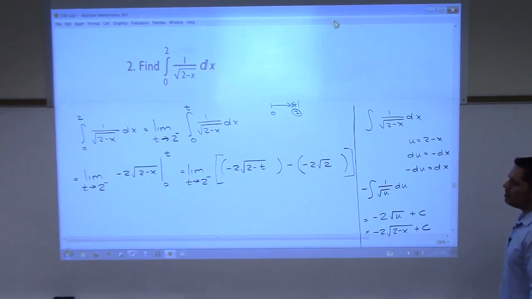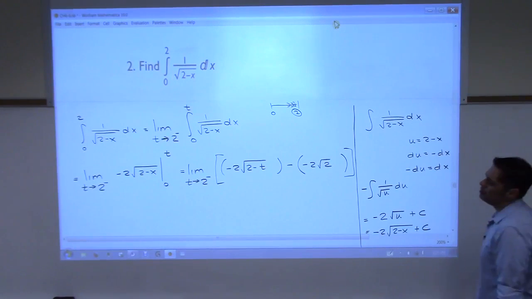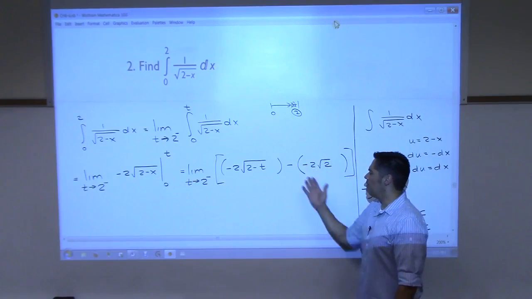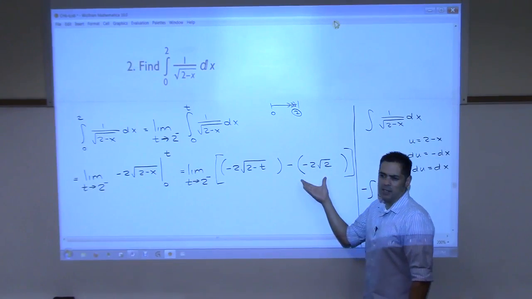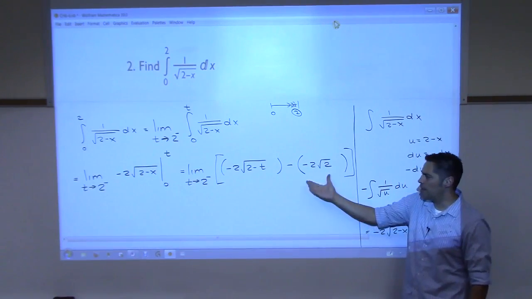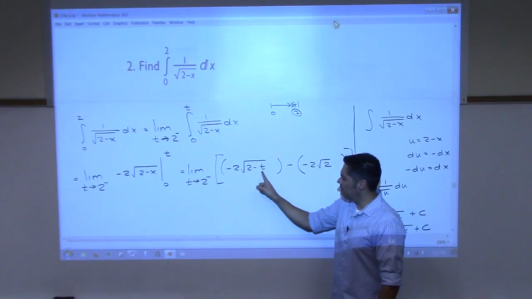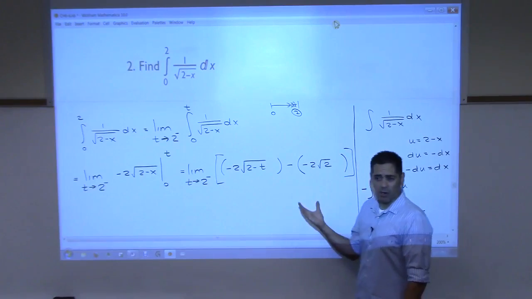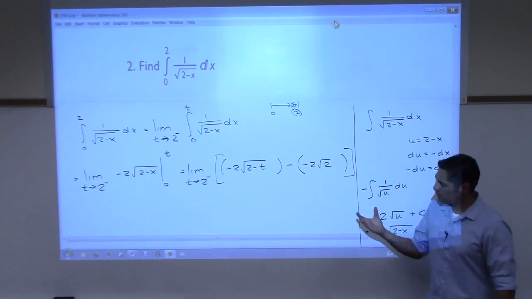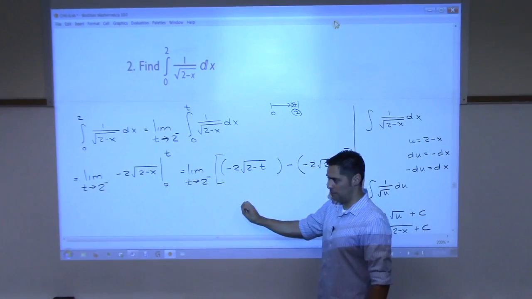And now we get to let t go to 2 from the left. So there's no impact by t here, right? T doesn't appear here. So this is just going to be this. Here, though, when I replace that with 2, right? 2 minus 2 is 0, right? It's approaching 0. And if that's 0, this whole thing is 0.